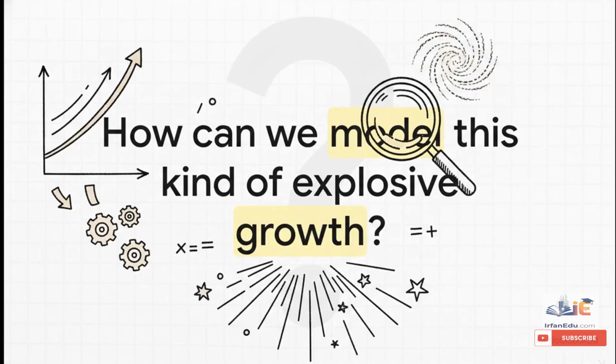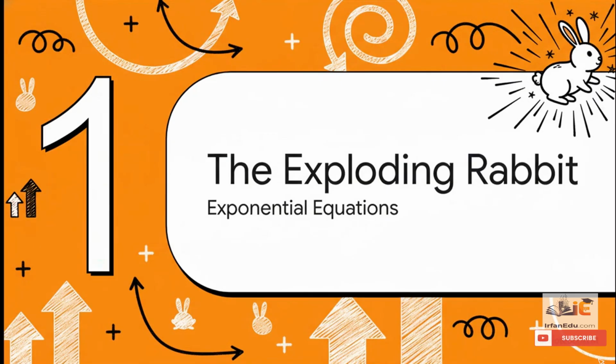So this brings up a huge question. How on earth do you even begin to model growth that's that explosive? I mean, what kind of mathematical tool can possibly predict something so incredibly powerful? Well, the answer lies in what we're going to call the exploding rabbit problem. And this story is our gateway to understanding the main tool for this job, the exponential equation.